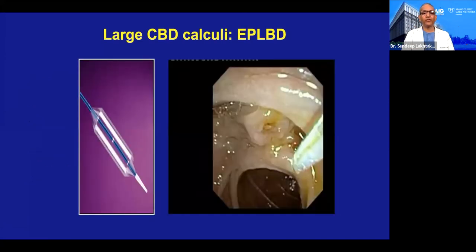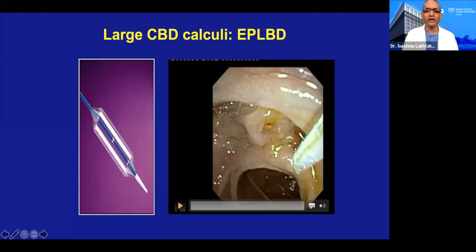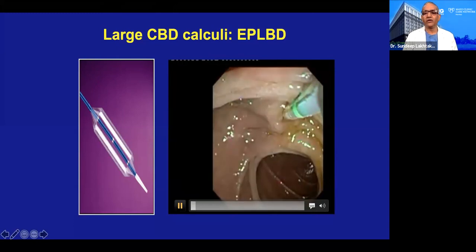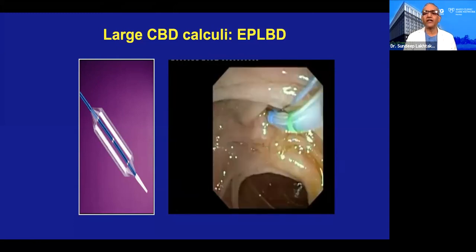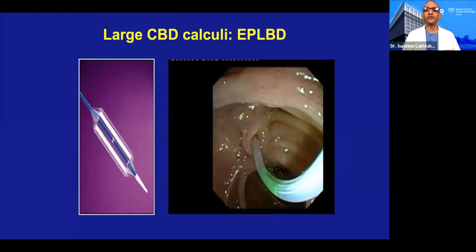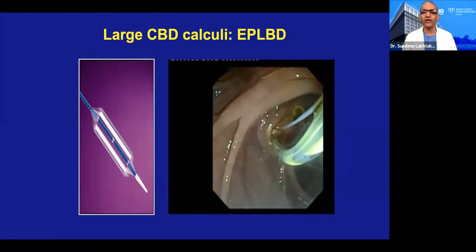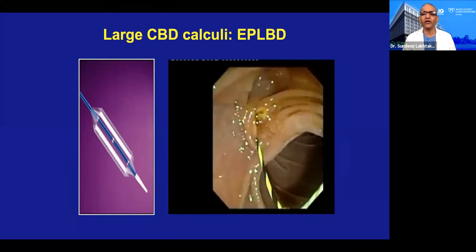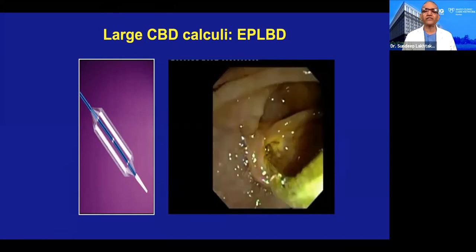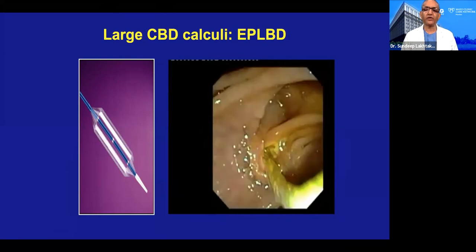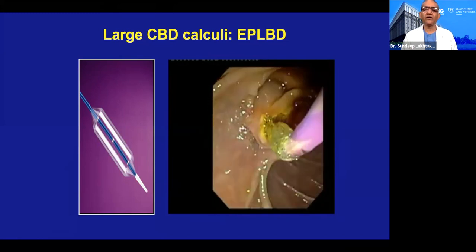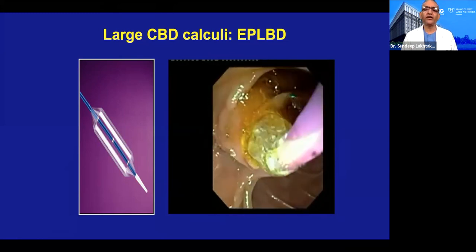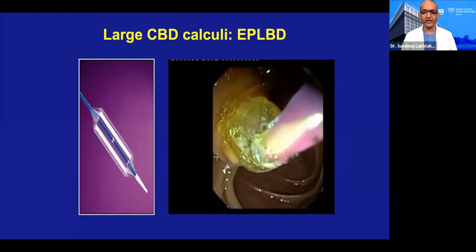So let me show an example of this. This is a typical CRE balloon which goes over the guide wire. And this is a sphincterotome being used to cannulate the bile duct, which has a large CBD stone. So first do a small cut. Don't cut all the way till the end. Just a small cut is good enough. Leave the guide wire inside, then pass the balloon and gradually inflate to the desired diameter, as I mentioned earlier.